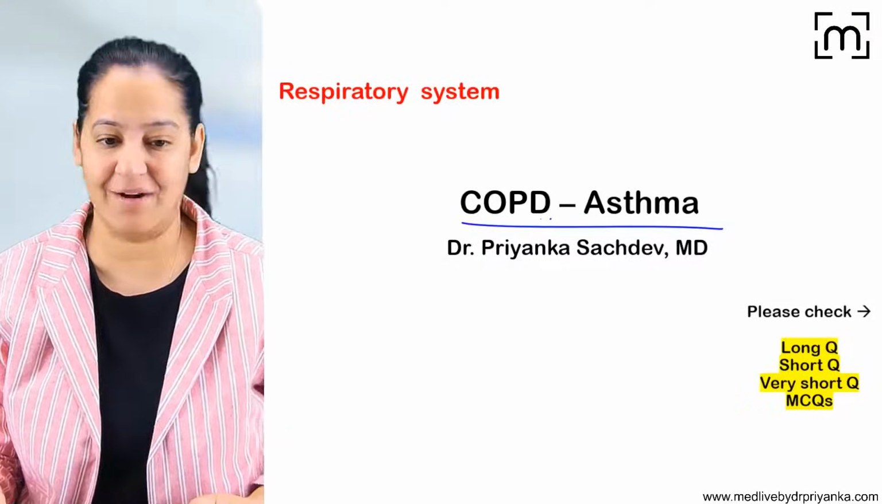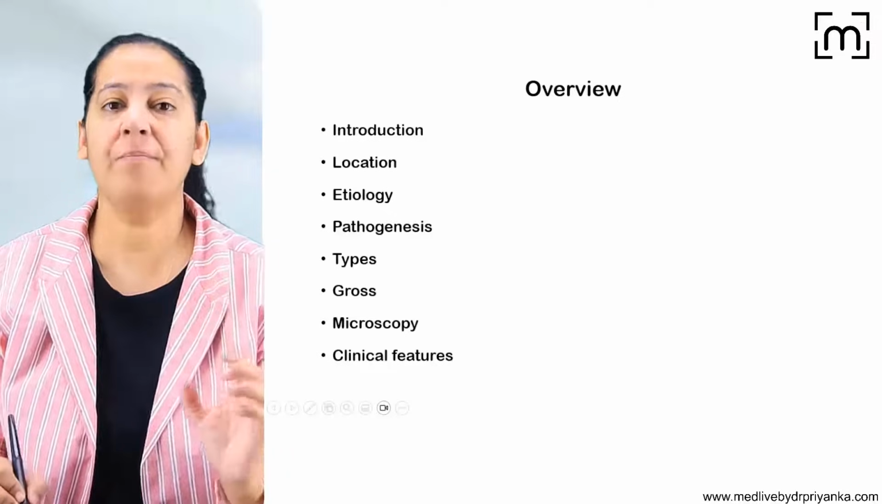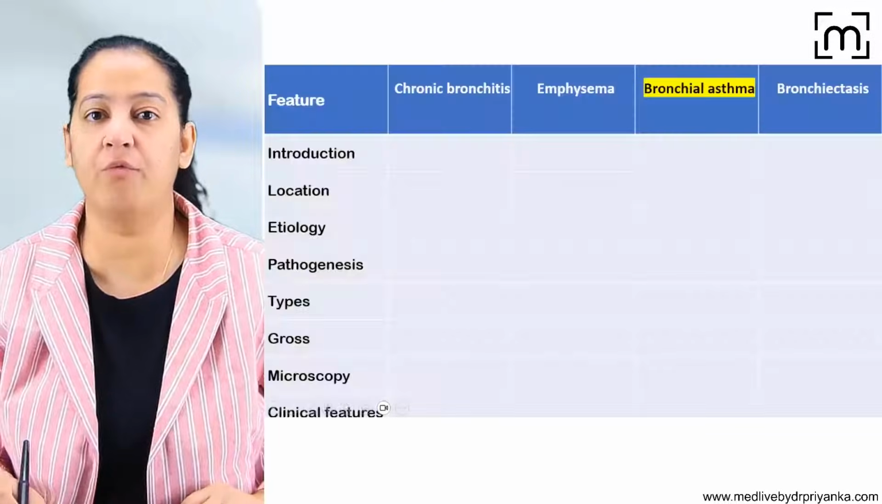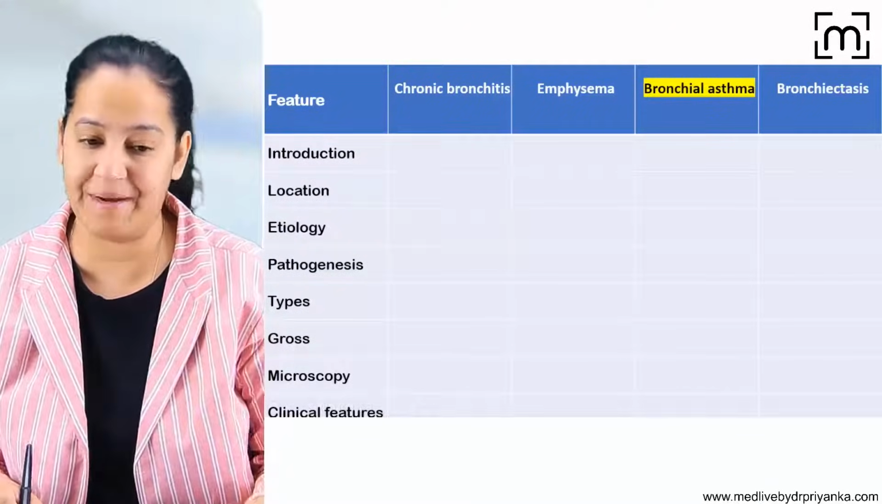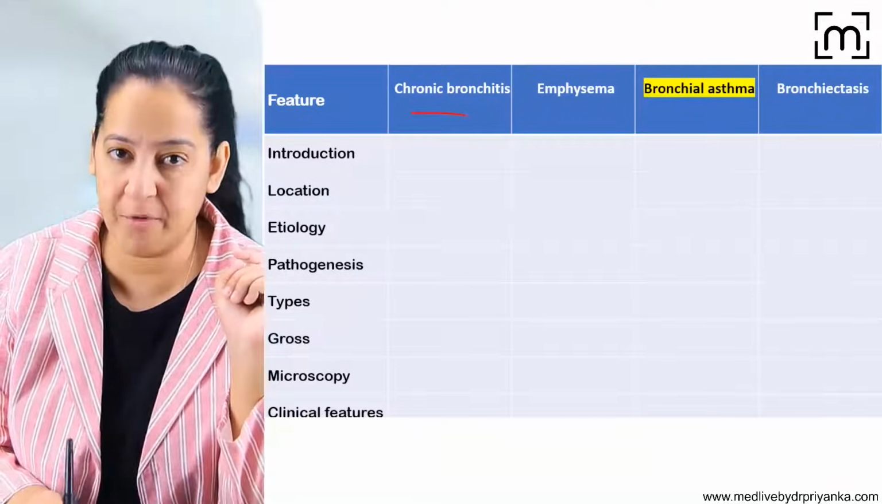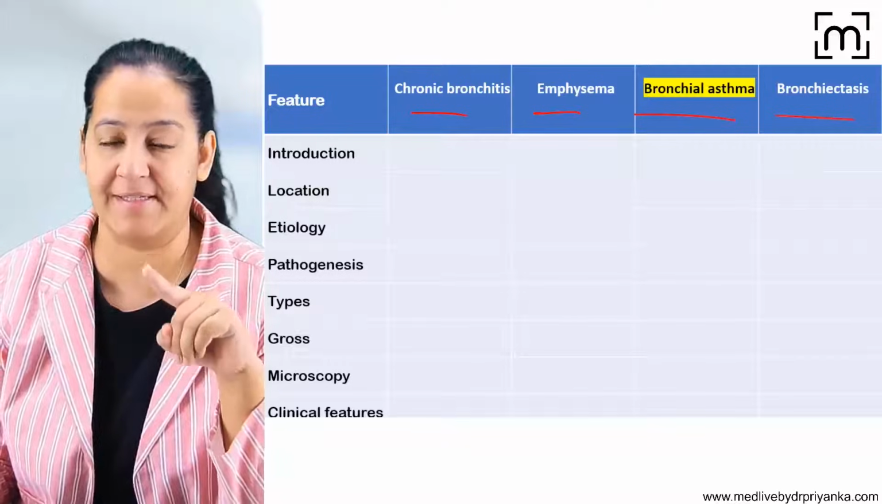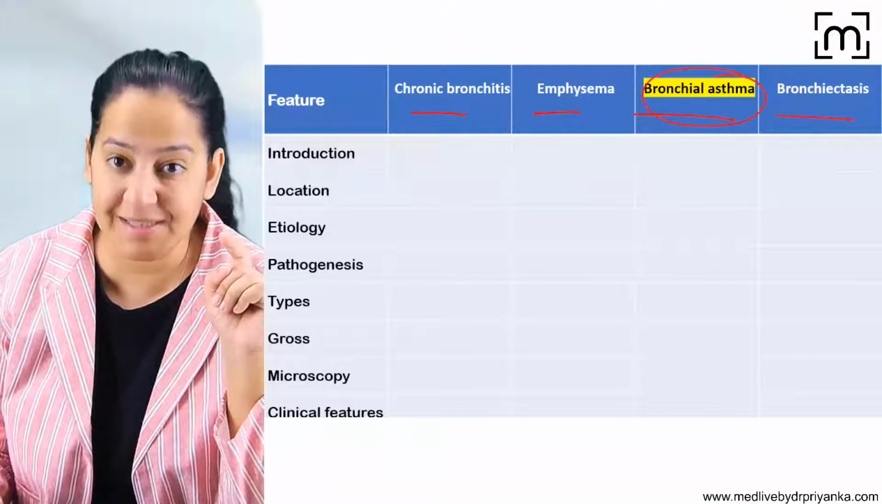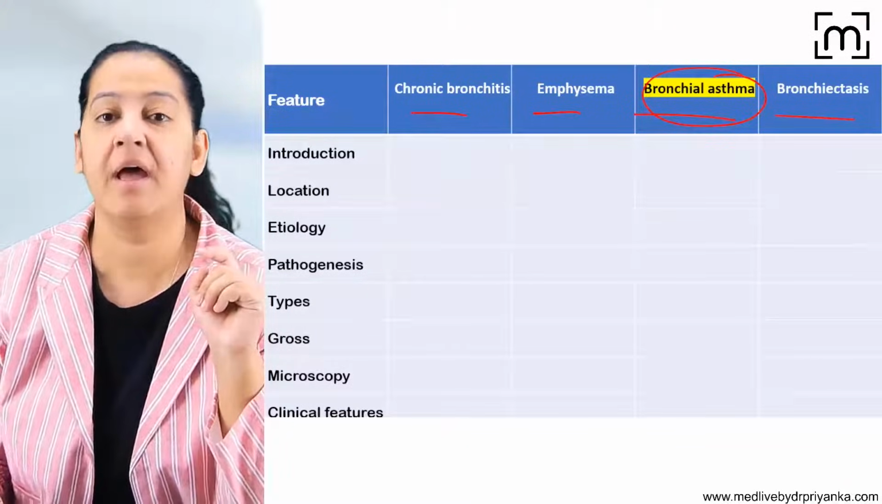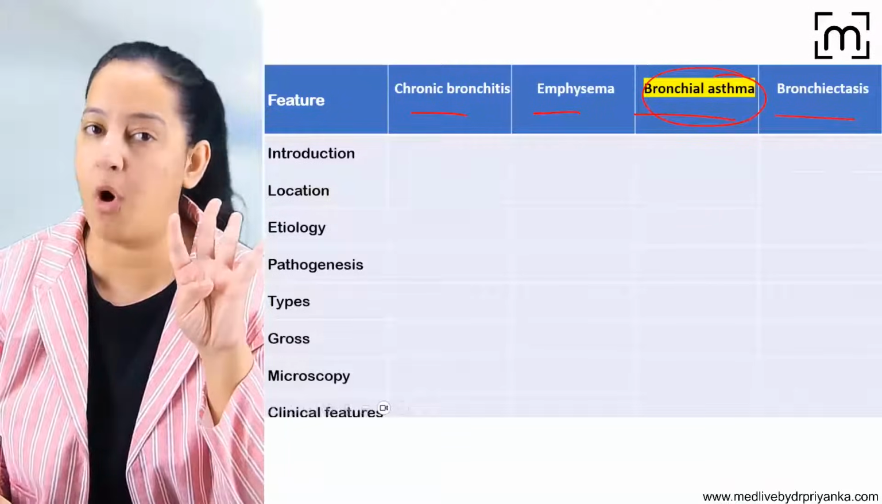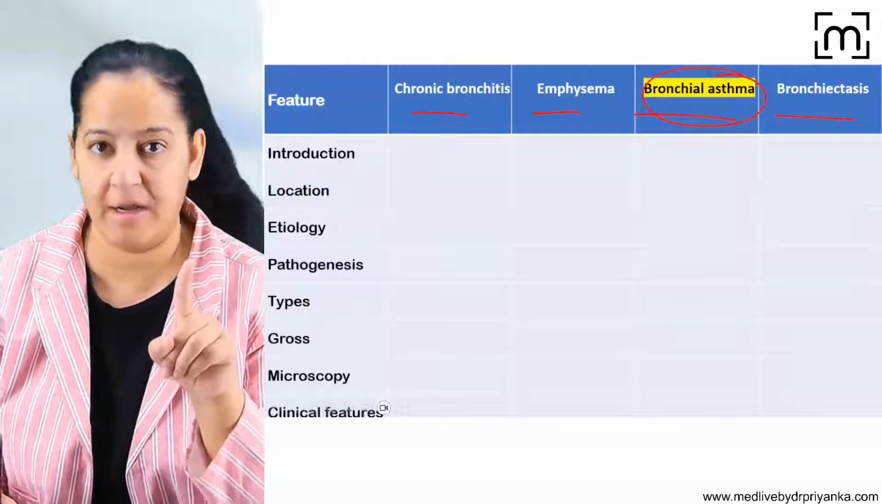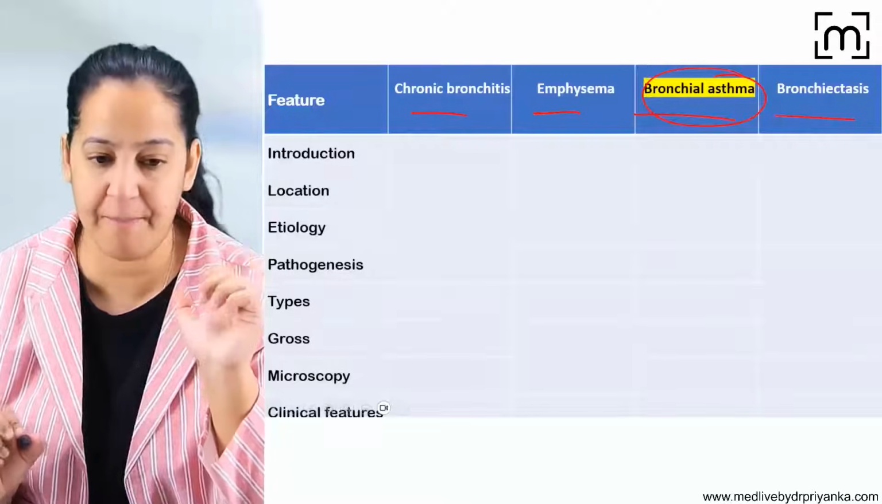Asthma. So before starting the topic, let me give you an overview. We know there are 4 types of COPDs in our syllabus. So we have chronic bronchitis, emphysema, bronchial asthma, and bronchiectasis. Currently I am teaching you asthma in this session. And I request all my dear students to watch all 4 COPDs at one shot, in a binge watch, so that you have a better understanding.